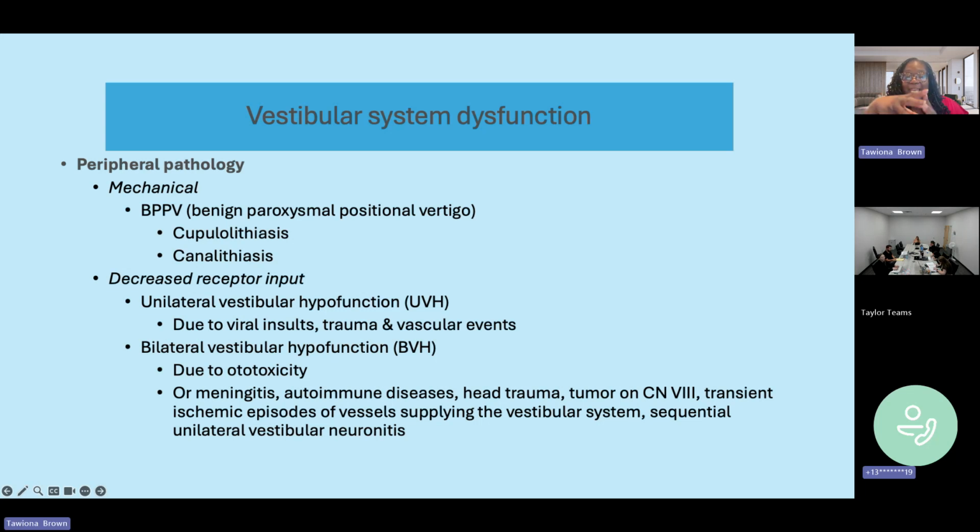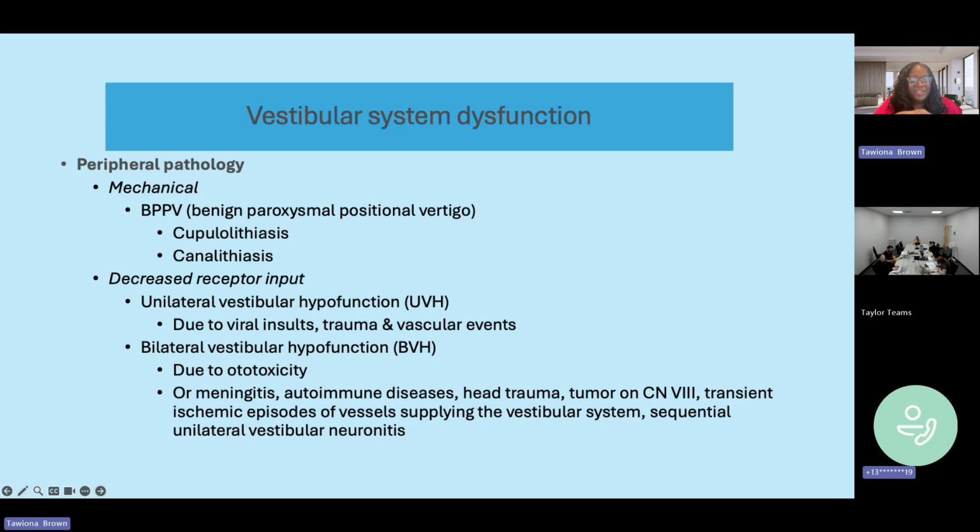When it comes to bilateral hypofunction, because unilateral ones are most common, when it's bilateral, it's normally going to be due to some type of toxicity. So it might be some type of issue with a medication the patient's taking, or the patient could have something going on systemically, such as meningitis, some type of autoimmune disease, a tumor to cranial nerve number 8, and small strokes or TIAs, transient ischemic attacks within the brain that are cutting off the vascular supply to the vestibular system. Okay.